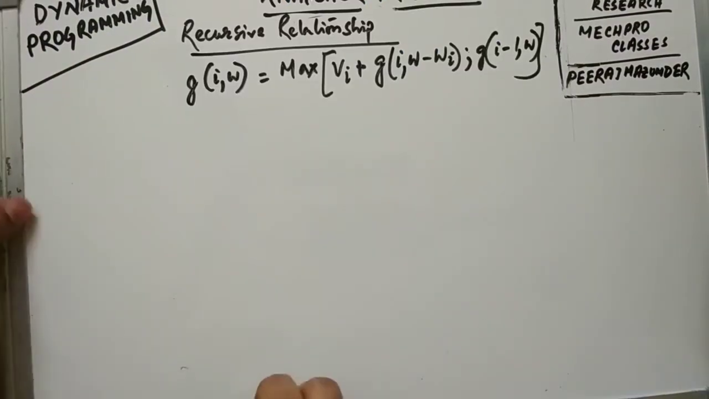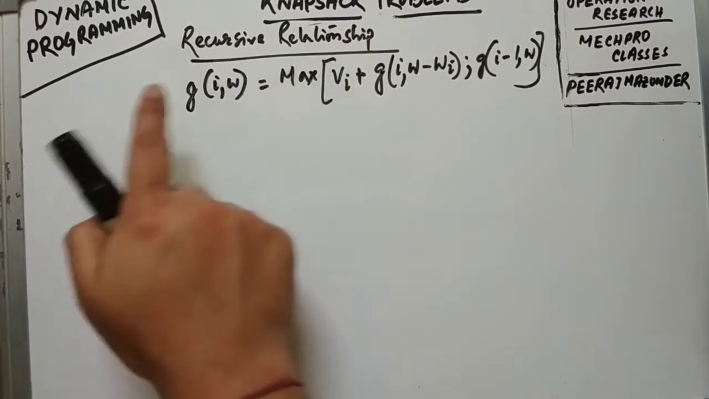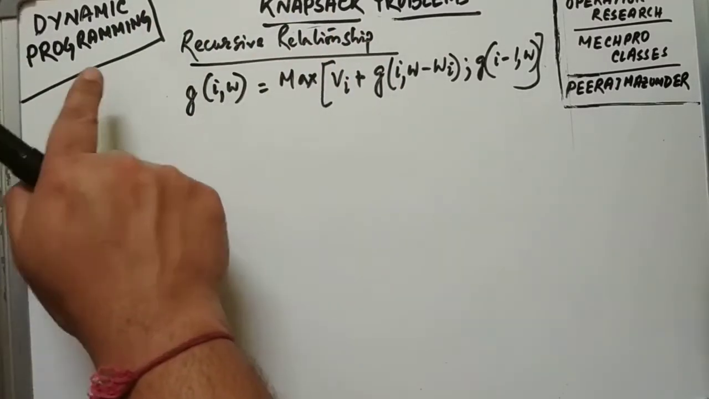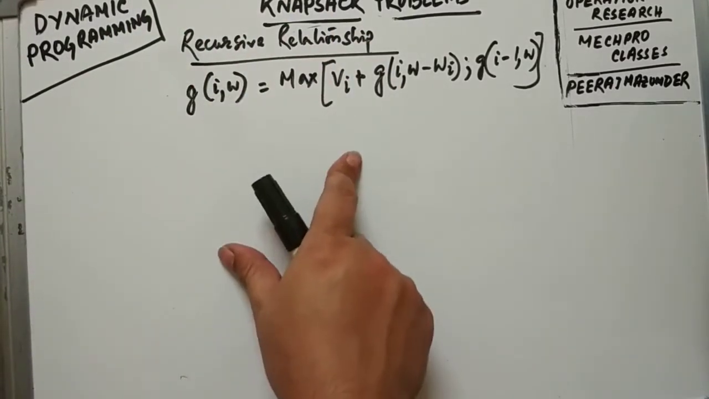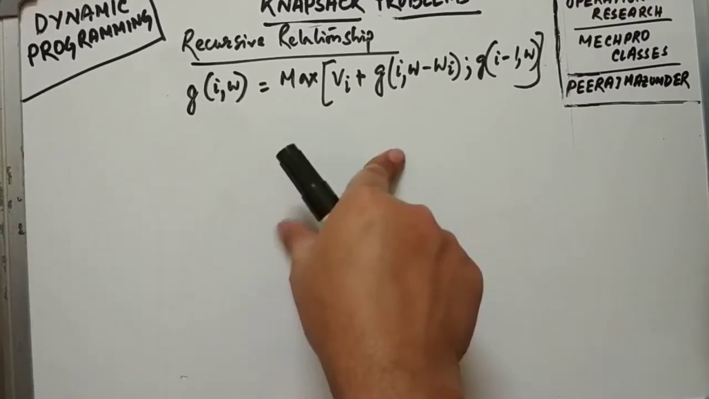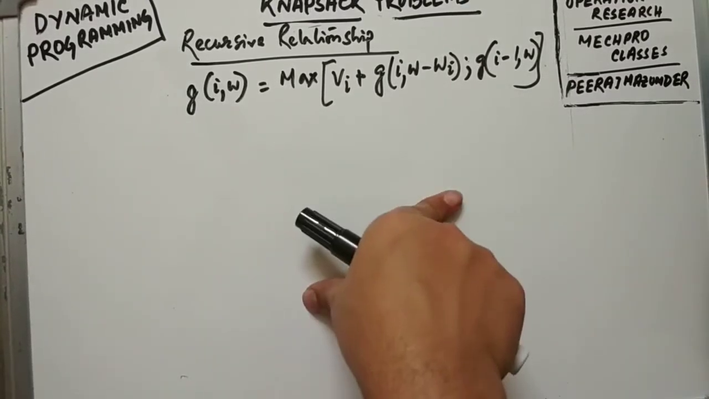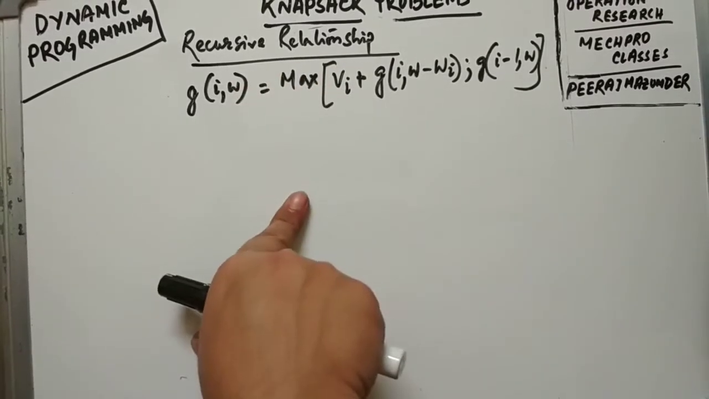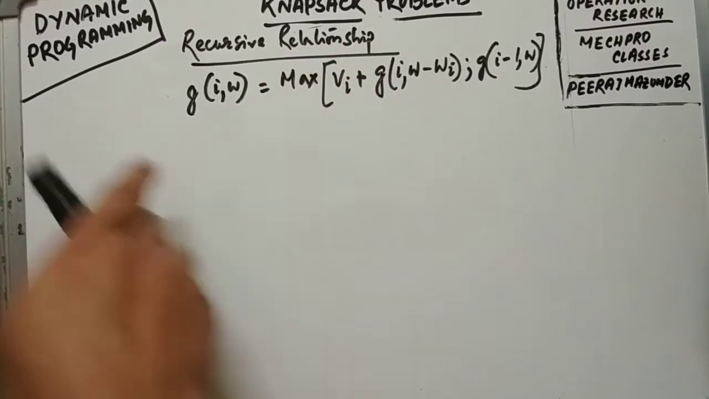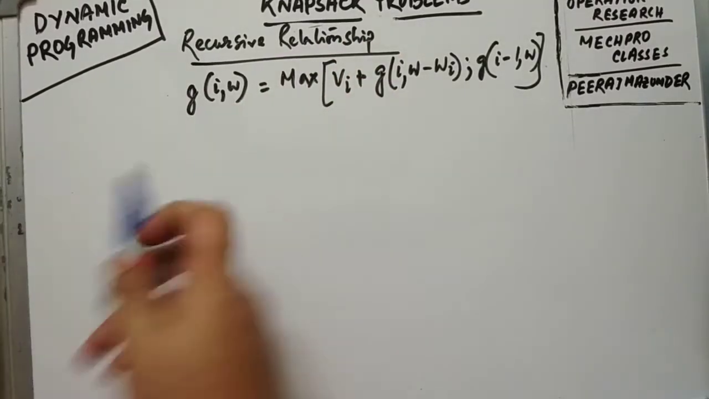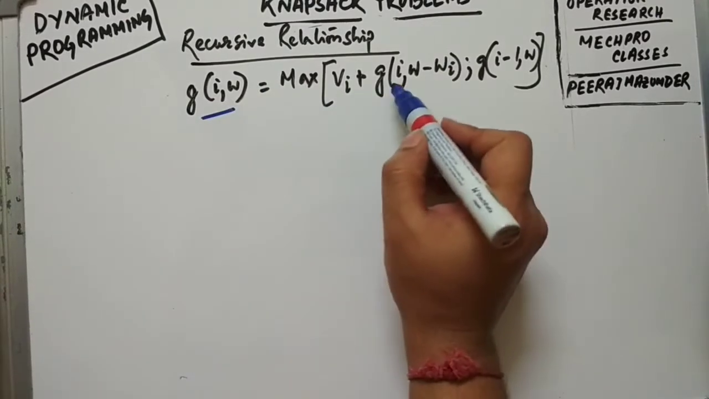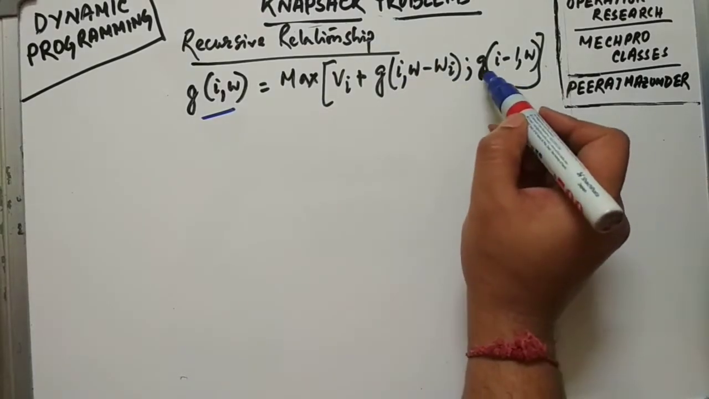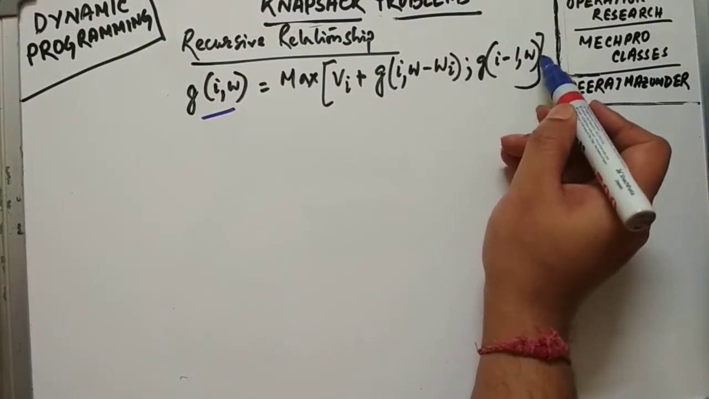Now one more thing I forgot to tell you, we have to develop recursive relations. As I earlier told you, the parent of dynamic programming is recursive relationship. It also sometimes is known as recursive optimization. So we have to break a problem into sub problems, or we have to find the stages, before applying dynamic programming. Then we have to develop a recursive relation as well. So the recursive relation for this particular knapsack problem can be written as g(i, w) equal to max of vi plus g(i, w minus wi), and g(i minus 1, w) as well.